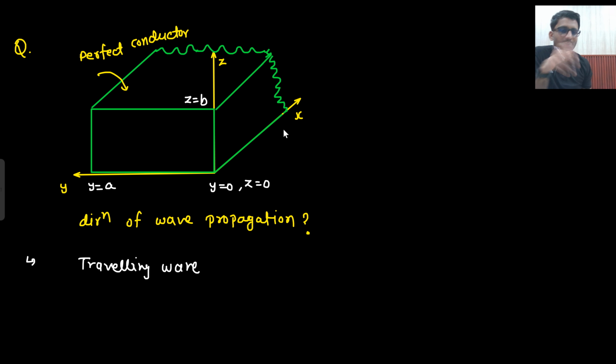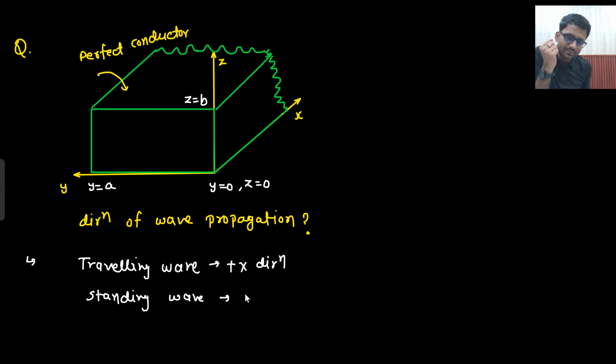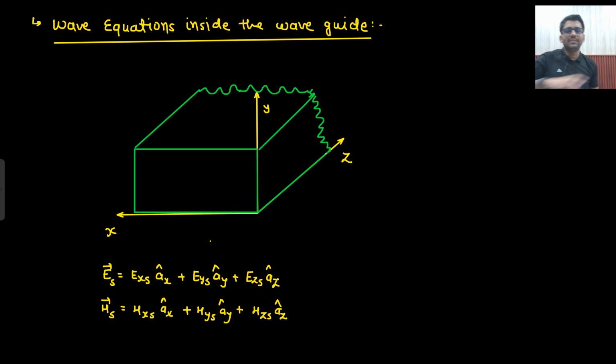From here you can tell it is positive x, right? It is positive x only, because if this is x equals 0, the wave can travel in this direction only, no? So that will be positive x only. So here I can say that the traveling wave is in positive x direction, and standing waves are there in y and z direction. Well and good. Okay, let's see the derivation now.